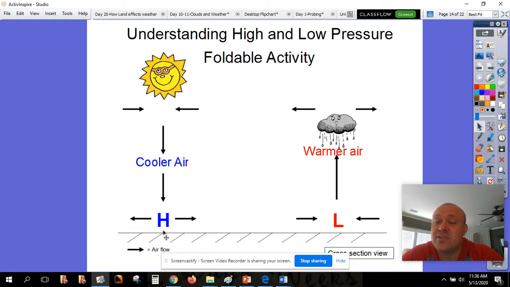Now notice the H is blue. That's because the air is cooler. It doesn't mean the air is cold. You can have high pressure and still have an 80-degree day, okay? Just compared to the air around it, it's cooler.